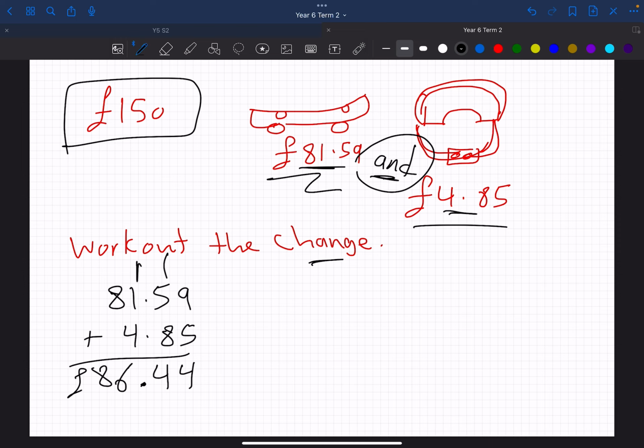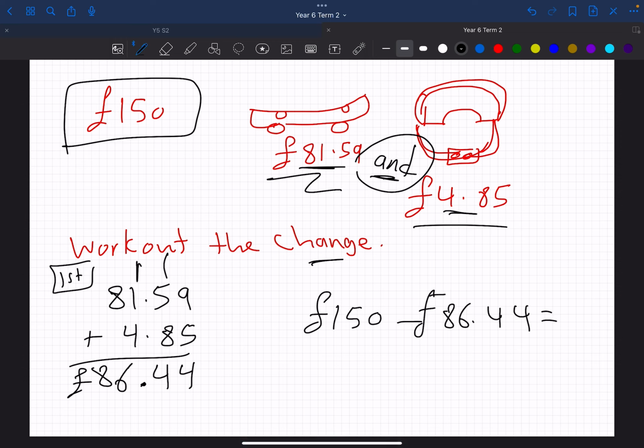Am I finished? I'm not finished. I would still have to subtract it from the total 150 pounds. So after I take the total 150, I would have to subtract 86.44. Okay? So this is the first step. Second step, I subtract. I take 150, subtract 86.44. You can use the way you choose, but I always prefer to use the column method.